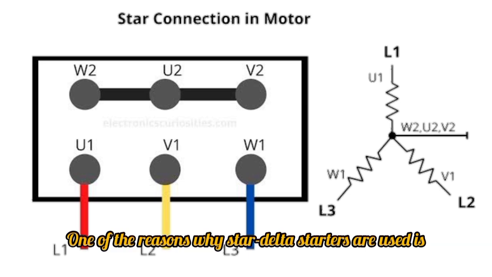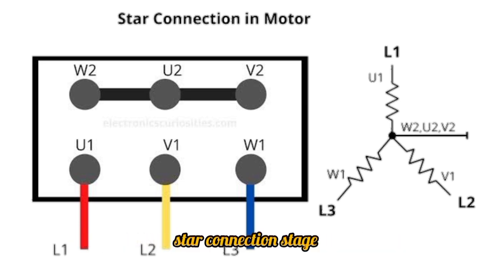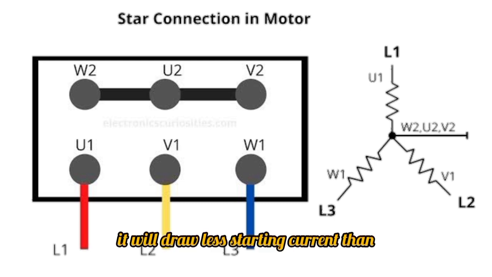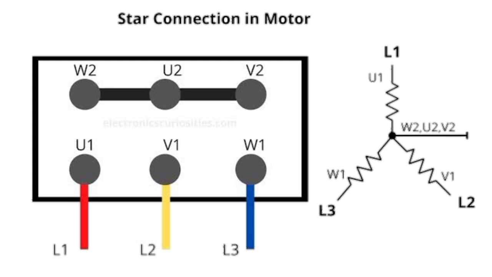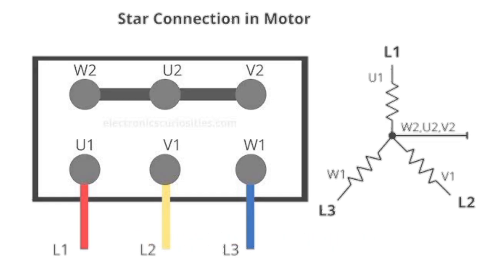One of the reasons why star-delta starters are used is because of the less starting current in the star connection stage, which provides less starting torque and puts less mechanical and electrical stress on the system, thereby increasing its lifespan. So if a motor is connected in star, it'll draw less starting current than if the same motor is connected in delta. So the answer here is star connection.